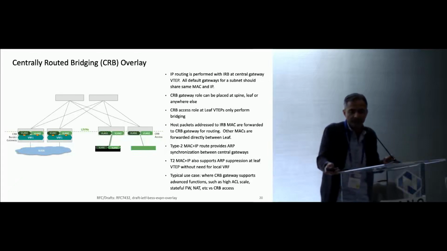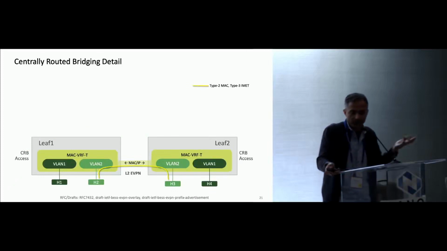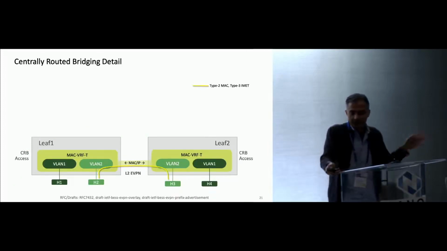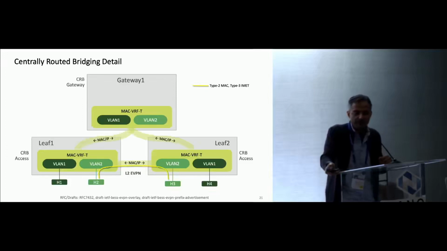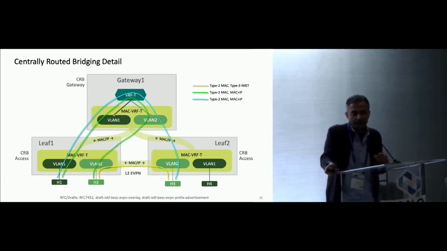A little detail, we start with the pure bridging, exactly the same. We can do intra-subnet with pure bridging. We add a gateway, we add the MAC VRF for the tenant. We join the tenant's EVI. We add a VRF at the gateway and connect the VRF to the subnets with integrated routing and bridging. And now we have inter-subnet routing at the gateway. And that's basically it.